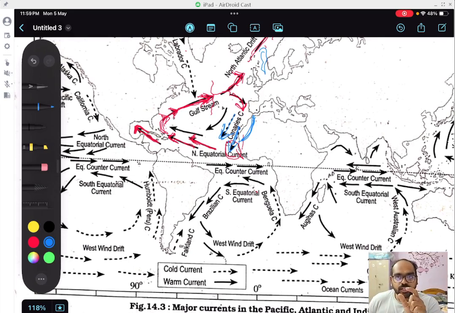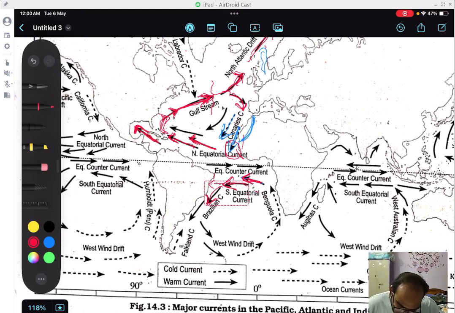Due to the influence of southeast trade winds, the south equatorial current is generated, which moves from the west coast of Africa towards the east coast of South America. This is the south equatorial current. It is warm in nature due to the influence of southeast trade winds. It moves towards Brazil, hits the Brazil coast and moves downwards.